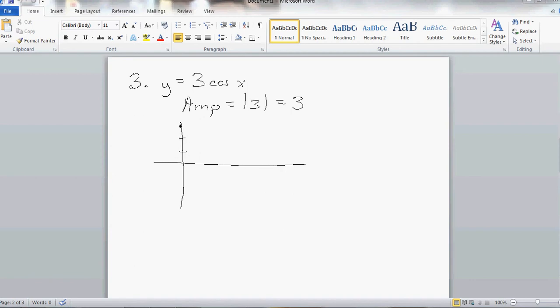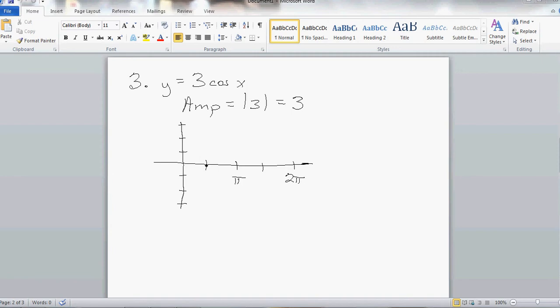Amplitude tells us 3, so we're going to have to go a positive 3 and a negative 3. And then along the x-axis, I'm going to put 4 equally spaced marks. And notice the period is going to be 2 pi, because the period of cosine is also 2 pi. So that means 2 pi is going to go there, which would mean this would be pi.